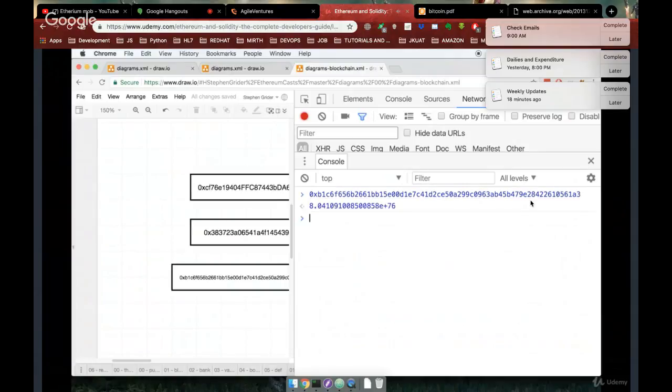So if I hit enter right now, you'll see that this long hexadecimal number is actually the number 8 times 10 to the 76. That is an incredibly large number. That's a gigantic number, incomprehensibly large. This number is what uniquely constitutes our private key.